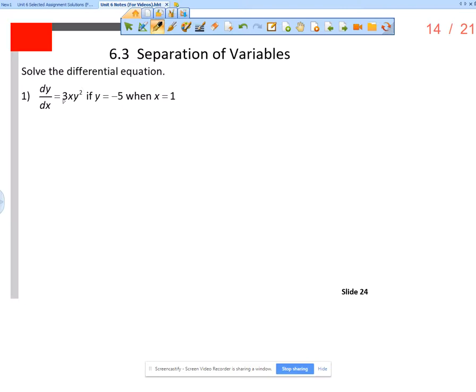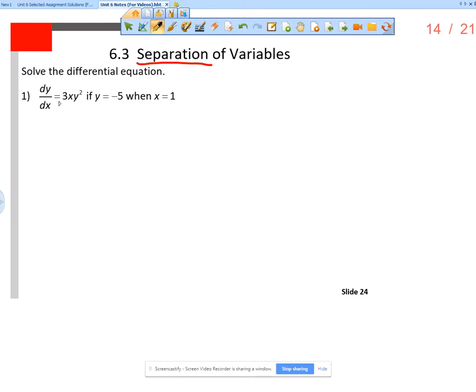But the problem is that when we have dy dx, there are multiple variables, both x and y, in the differential equation. And so this is a little different than what we've had in the past. In the past, we had dy dx, and there was only x in the equation. Now we have to think about having some sort of separation between those variables.